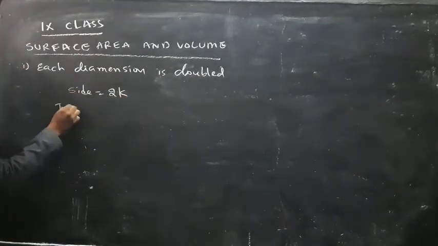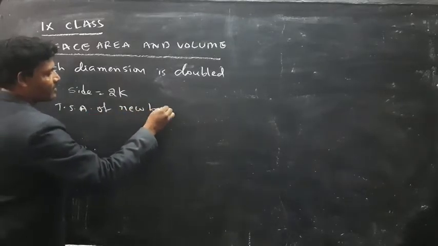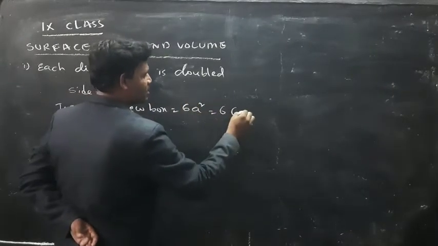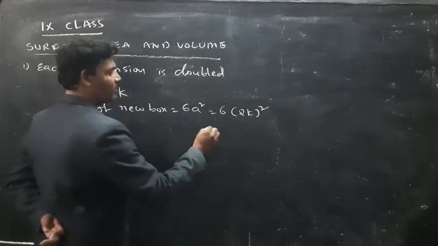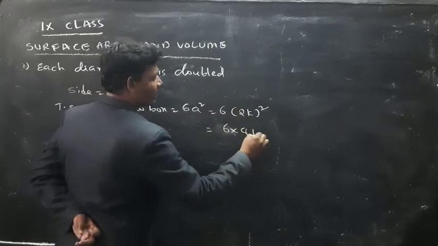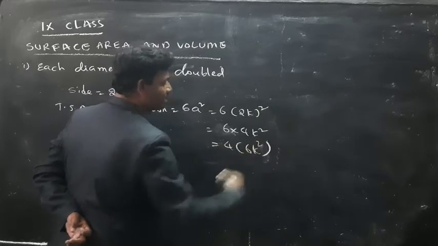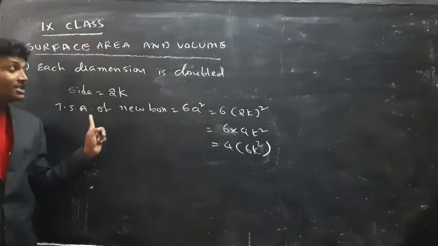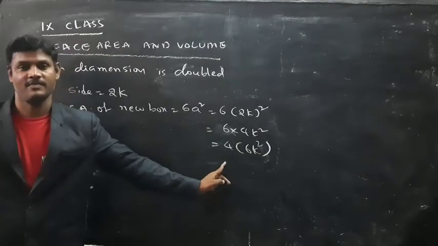Then total surface area of new box. What is the formula? 6a square. It means 6 into 2k whole square. It means 6 into 4k square. We can write as 4 into 6k square. So, if each dimension is doubled, total surface area changes to 4 times to previous box.